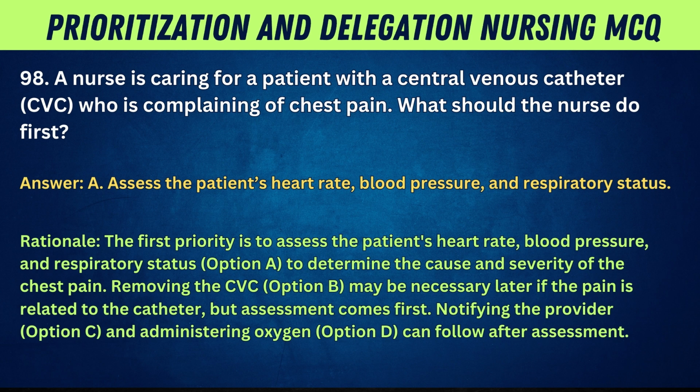The first priority is to assess the patient's heart rate, blood pressure, and respiratory status, option A, to determine the cause and severity of the chest pain. Removing the CVC, option B, may be necessary later if the pain is related to the catheter, but assessment comes first. Notifying the provider, option C, and administering oxygen, option D, can follow after assessment.